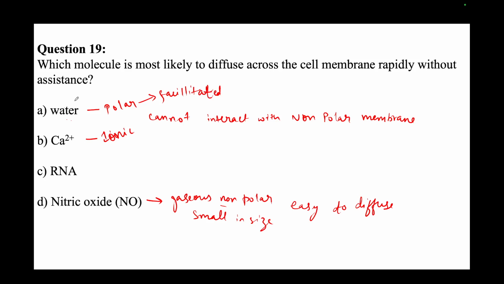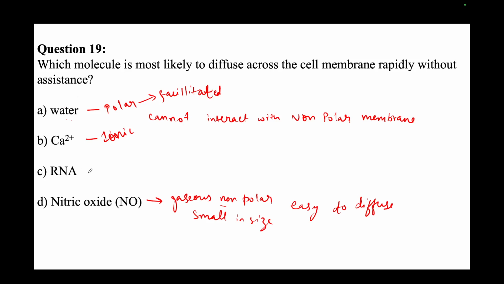So, if I want to get out of a room, if I am the water molecule and the room is the membrane, I need someone else to hold my hand and take me out of the room. Whereas nitric oxide, since it can walk on its own, it can diffuse out of the room on its own without any help, because nitric oxide is gaseous, non-polar and small in size.